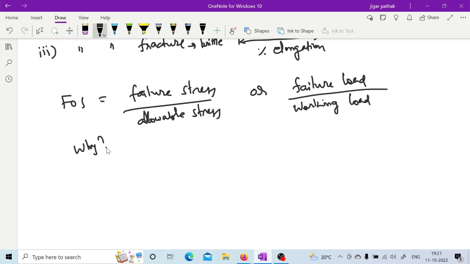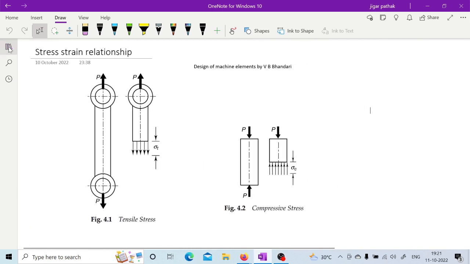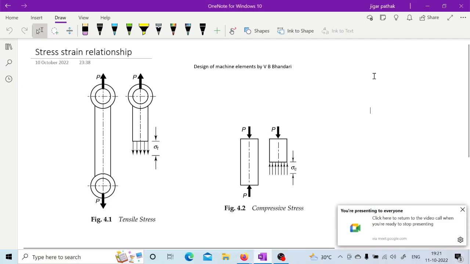Right? So once you have an idea about this, then we can move to the next thing, and that is the stress-strain relationship, right? Here I guess all of you must know about tensile stress and compressive stress, right? But before that, if we want to define stress, can anyone tell me what they know about stress? Hello.